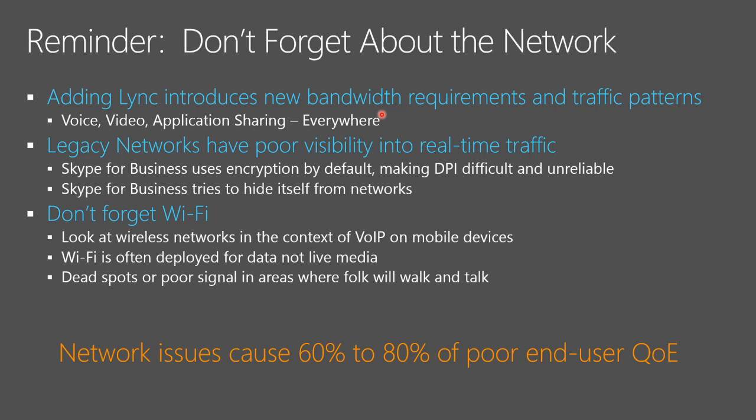So one of the things we want to remember is, don't forget about the network. The network is important to the success of Lync and Skype for Business. Lync and Skype for Business use TLS sessions to hide signaling. They use SRTP. This makes some of the network methods of looking into the packets challenging and hard. And DPI is an issue with networking. So what we've done is we've been working with Microsoft, and we've come up with a lot of network recommendations around Skype for Business and Lync, and wireless.